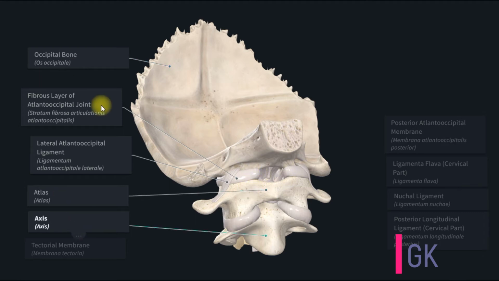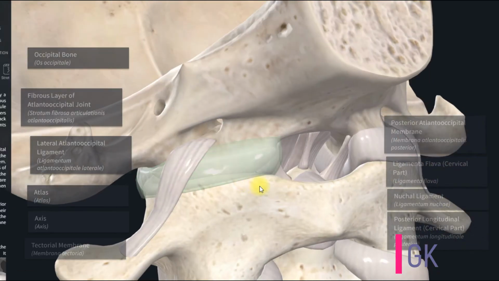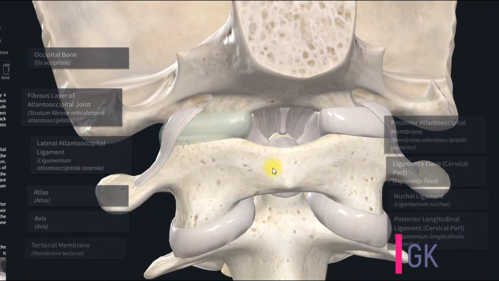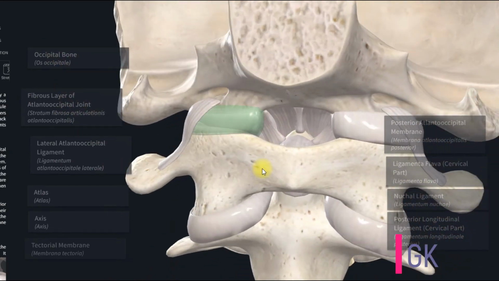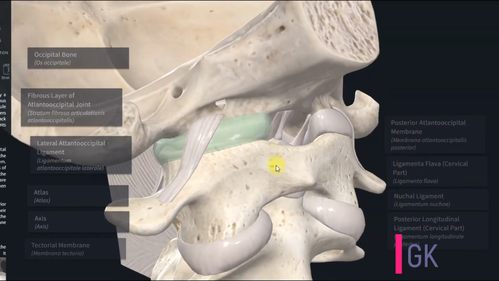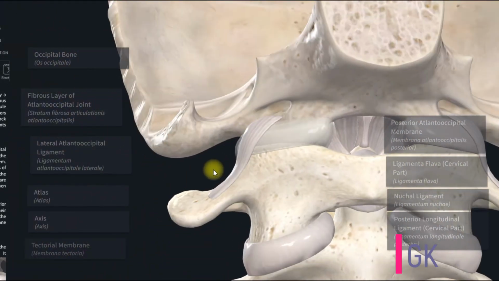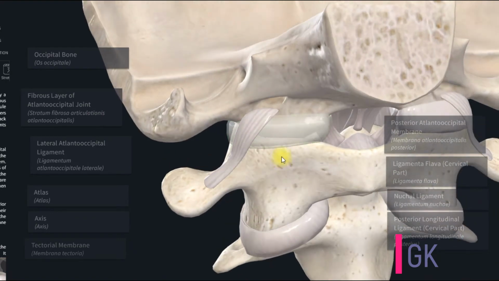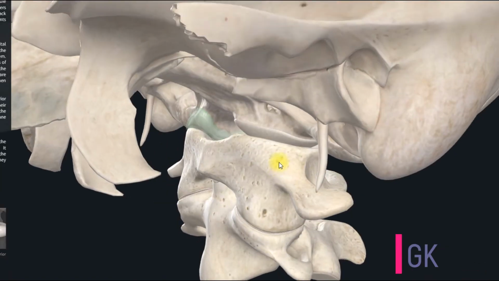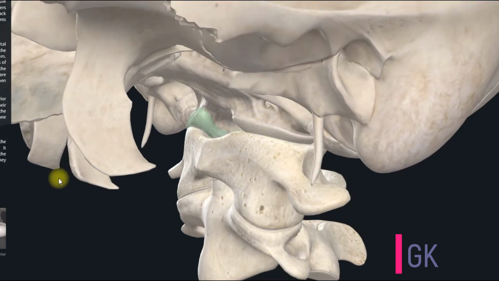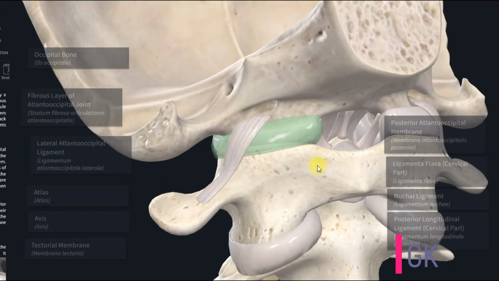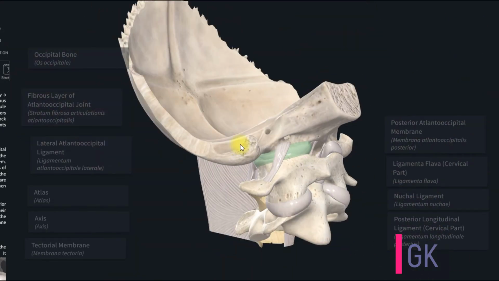The first joint is the atlanto-occipital joint. The atlanto-occipital joint is bicondylar, biaxial, simple, not complex, not combined. The articular surfaces of this joint are the condylar processes of the occipital bone and the superior articular surfaces of the atlas. The movements possible in this joint are flexion and extension of the head, and lateral movements to the side.